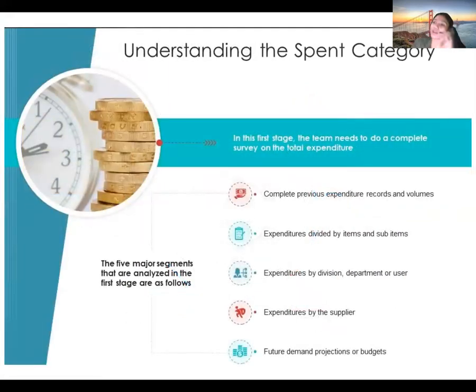And then let's talk about understanding the spend category. In this first stage, the team needs to complete a survey on the total expenditure. The five major segments analyzed in the first stage are as follows: the complete previous expenditure records and volumes; expenditures divided by items and sub-items; expenditures by divisions, departments or users; expenditures by suppliers; and last, future demand projections or budget.